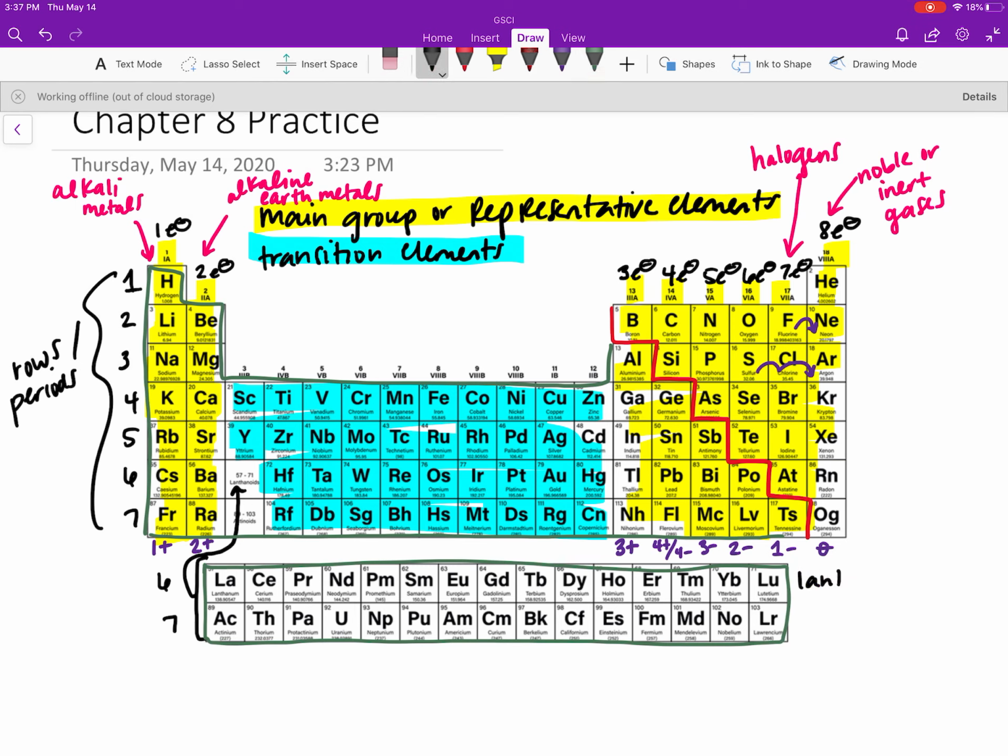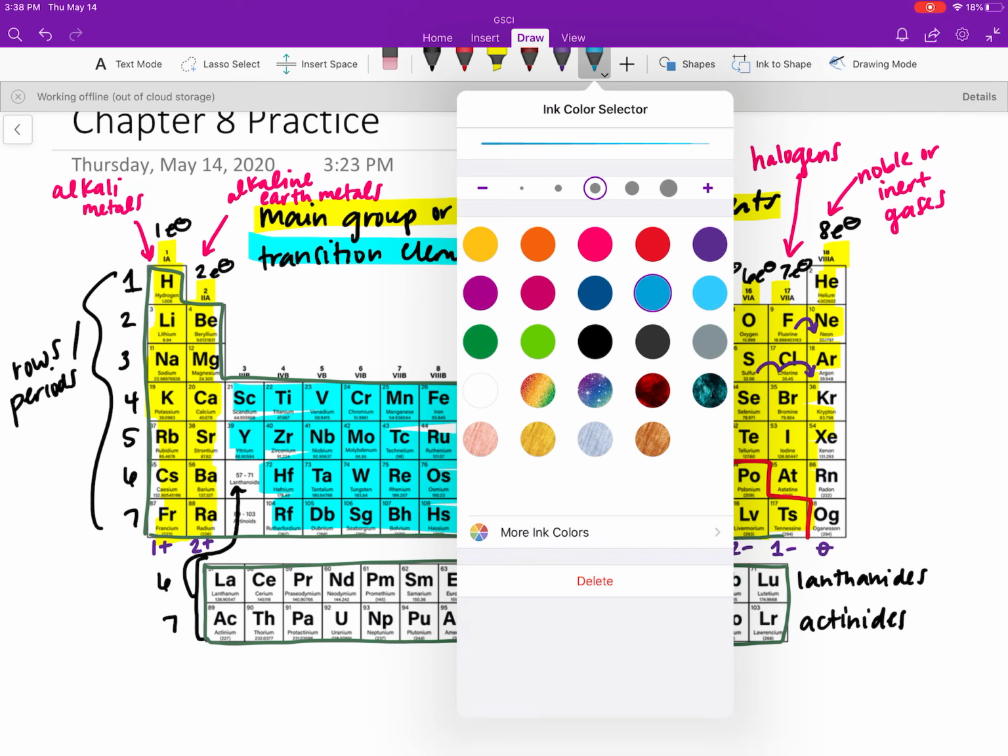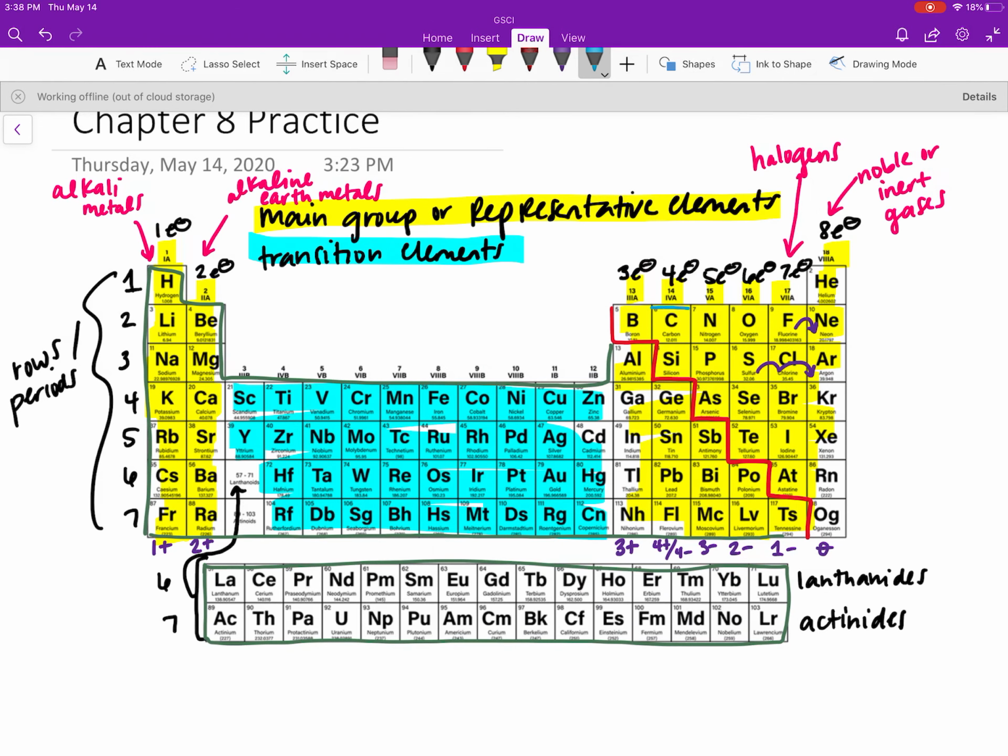Okay, now these elements down here, the first row, they're called lanthanides. The bottom one is called the actinides. So they're going to be metals. They get to be grouped into this classification. Now, nonmetals, they're going to be the elements that are over here.